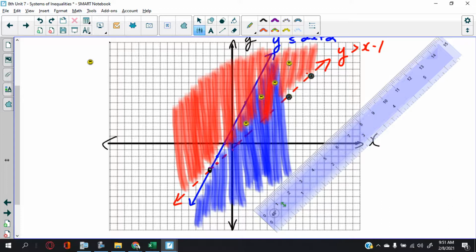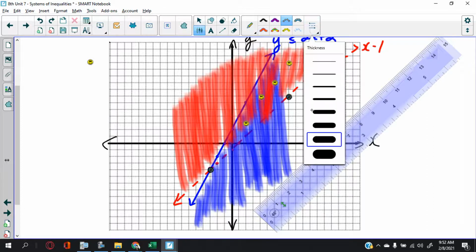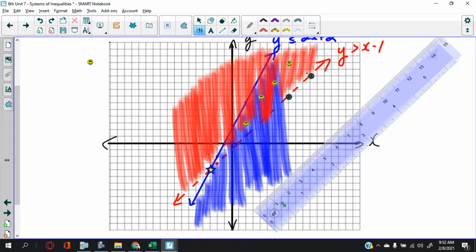So let me ask you guys this. This original point where the two lines actually intersect, is that a solution? Let me point this right here. Should I use a different color? Let me put a star there. I don't want to confuse you guys too much. Where the star is, is that a solution? No. Why not? It's on the broken line, so it cannot be included as an answer. Okay? So I hope that makes some sense.